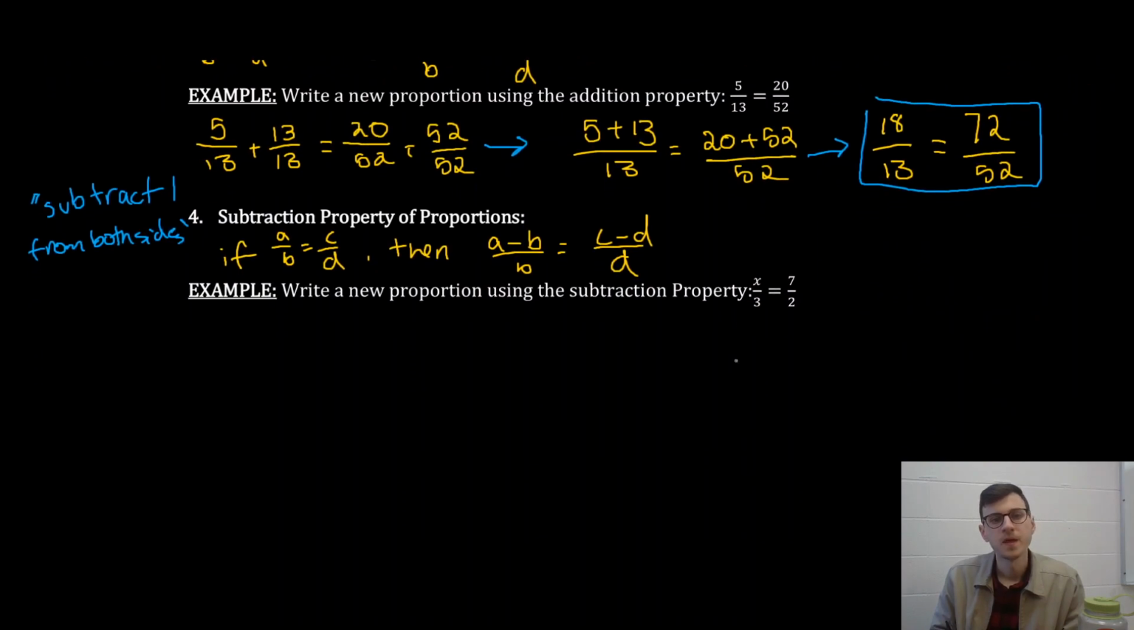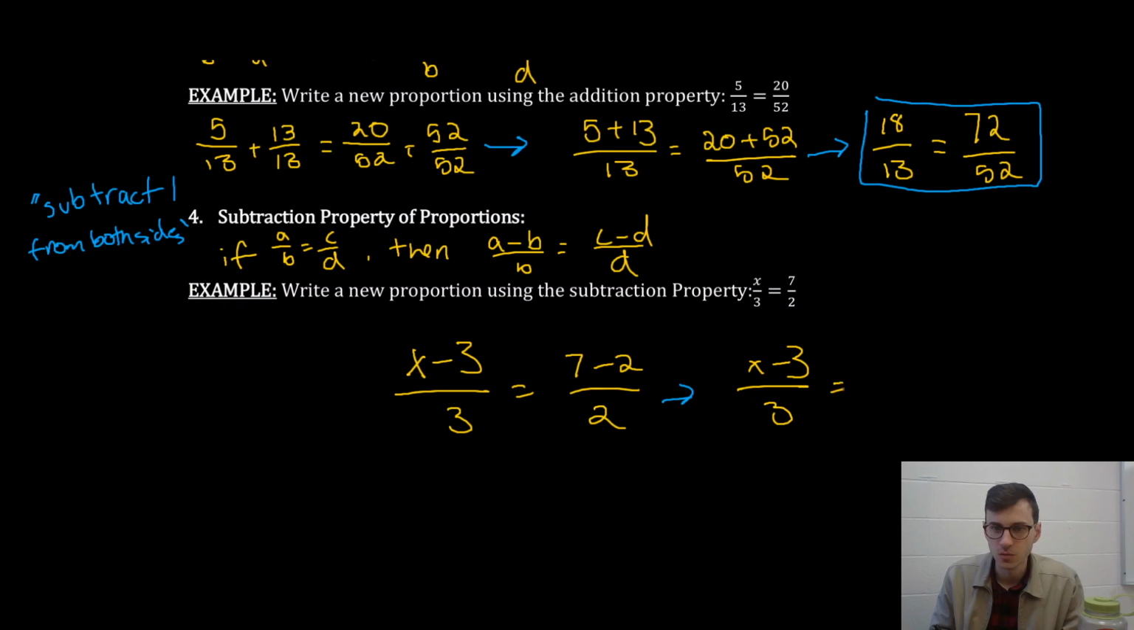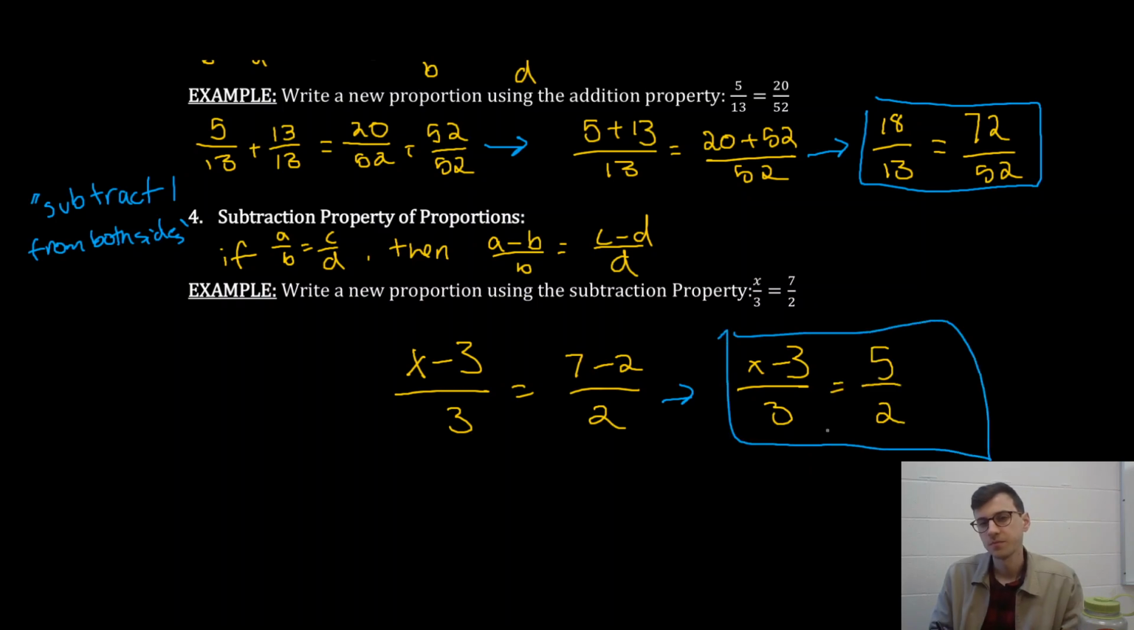So if I wanted to do an example with this, x over 3 equals 7 over 2. That's just x minus 3 over 3, subtract the denominator, equals 7 minus 2 over 2. Well, we can do 7 minus 2. So x minus 3 over 3 equals 5 over 2. Now, I'm not asked to solve for x, but x would be the same here as it would be here.